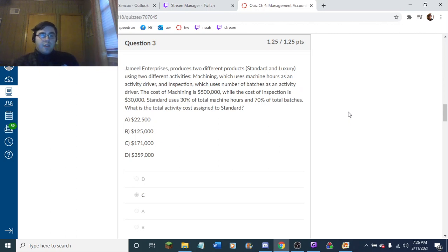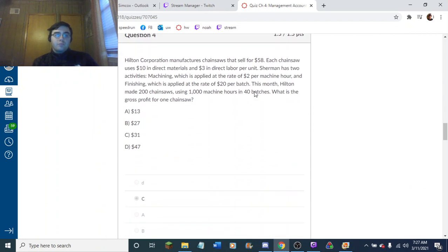Okay. Standard is 0.3 times 500. So 150,000. Nope. You've got to be joking. Wait, so it's 0.7 times 30,000. And then add them together. And 171. Gross profit for one chainsaw.